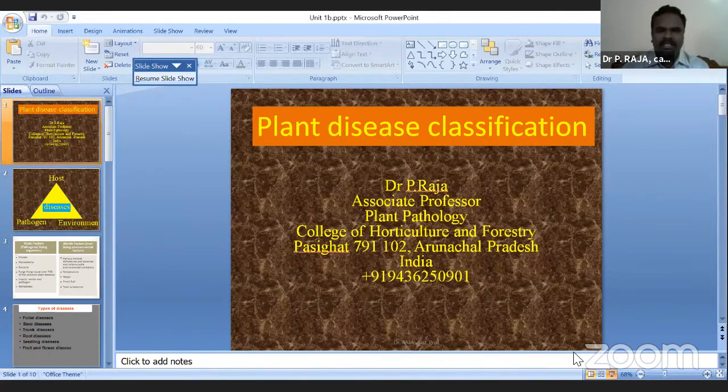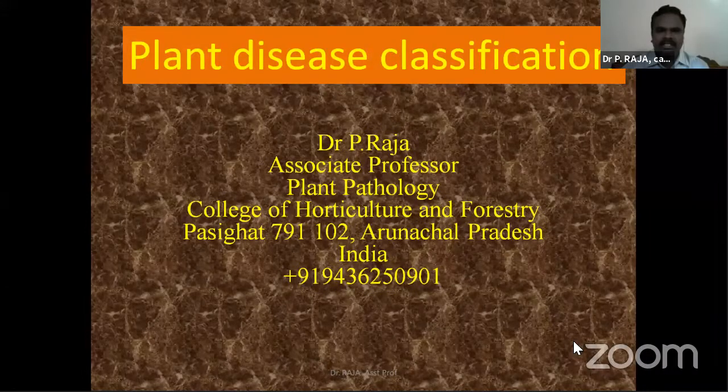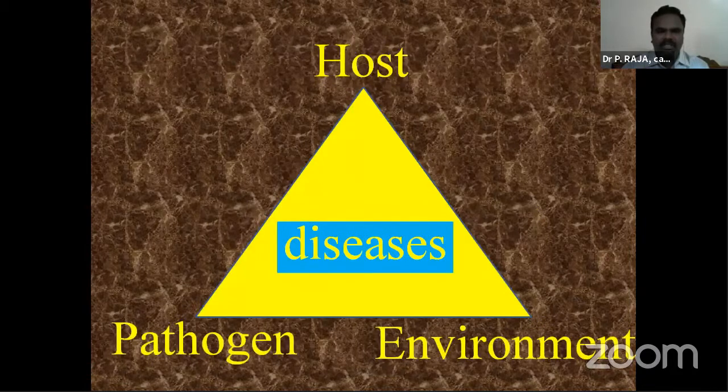Plant disease classification. If you want to classify plant diseases, you should first know about the pathogens, how they attack, and the various parts that are attacked by the pathogens. First you should know how diseases are formed. This we call the disease triangle.